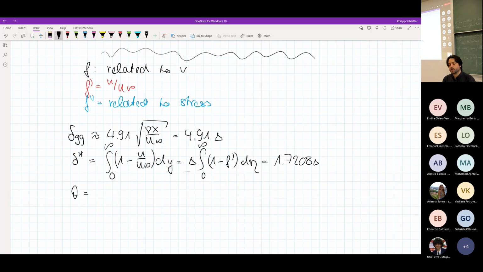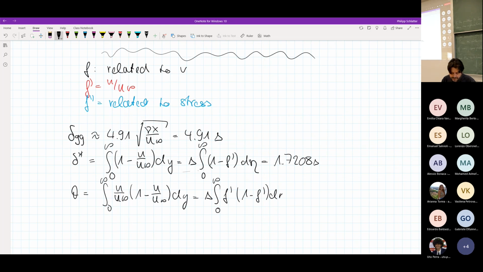And similarly, we can also calculate theta, which would be the integral from 0 to infinity of u divided by u infinity times 1 minus u divided by u infinity dy. And of course, also this I can write now in terms of f, which would be delta times the integral from 0 to infinity of f prime times 1 minus f prime d eta, which becomes then, actually, if I evaluate it, 0.664 times delta. Also, that will be a very important number, as we will see in a second.